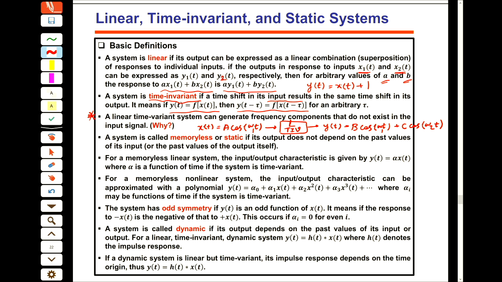Another definition is the memoryless. We say that a system is memoryless if the output of the system is not dependent on the previous values of the input or the output. I mean, the output of the system depends exactly on the current input value. It doesn't matter what happened previously. We say that this system does not have memory, and it's memoryless or static. It does not depend on the past values. Okay?